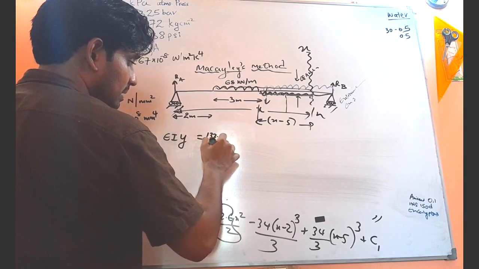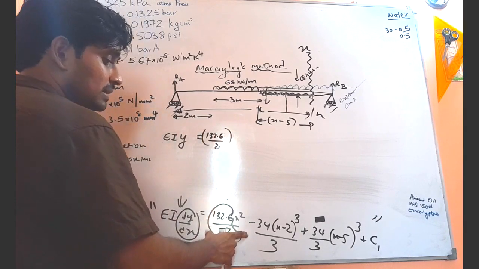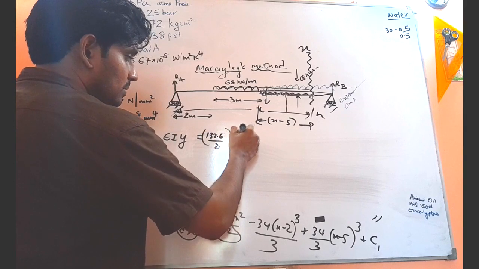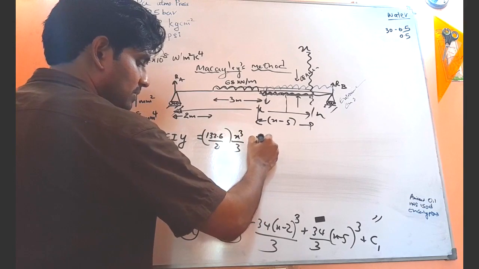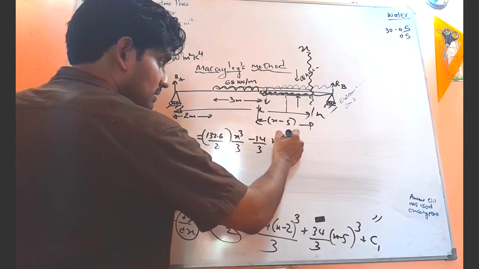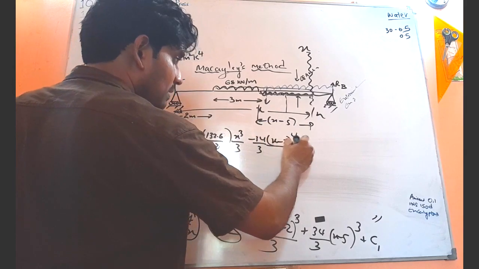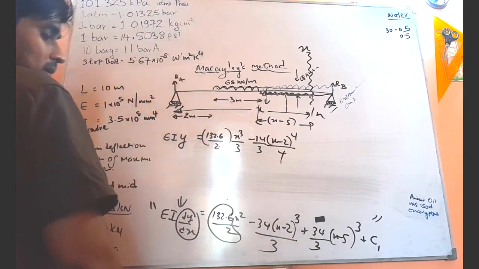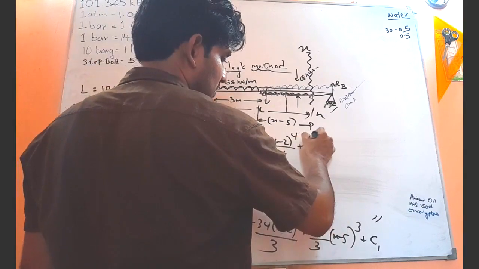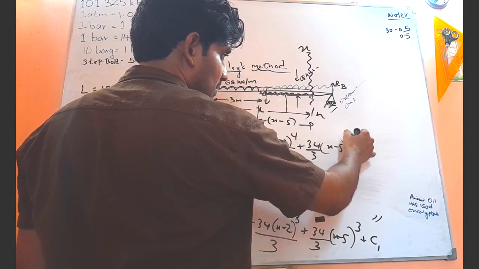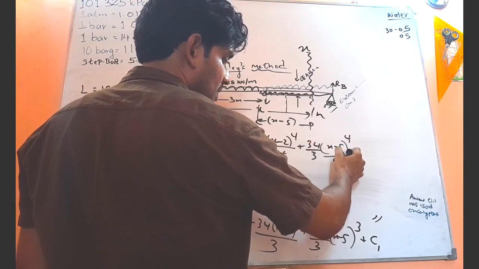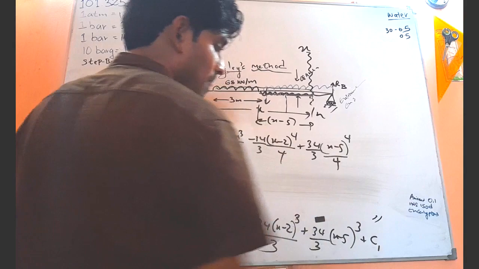Then 132.6 divided by 2 times the integration of this one. What is the integration of this one? x cube divided by 3. Integration of this one, minus 34 divided by 3, then (x minus 2) to the power 4 divided by 4. Integration of this, plus 34 divided by 3, (x minus 5) to the power 4 divided by 4.